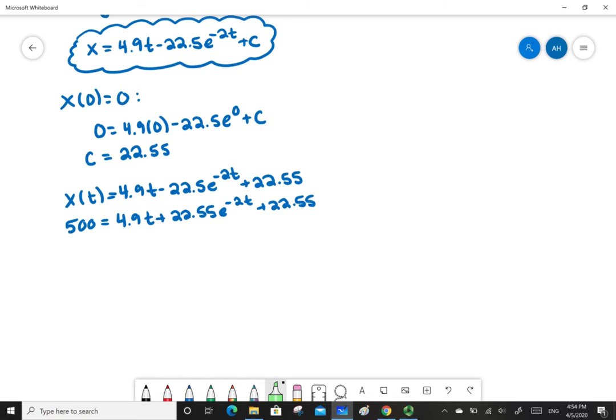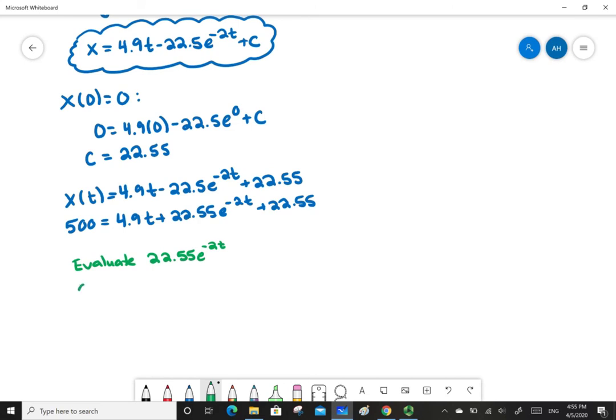Go ahead and guess how long you think it takes the object to hit the ground, remembering that t is measured in seconds. Then, whatever your guess is, use a calculator to evaluate what 22.55 e to the negative 2t is using your guess as t. What happens? You should get a really small value.